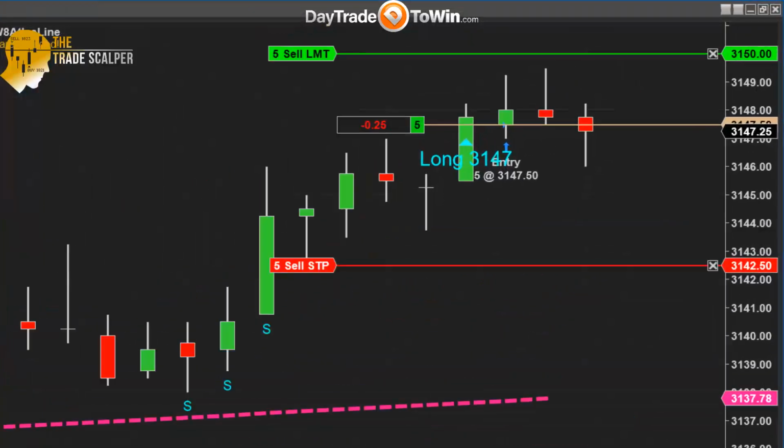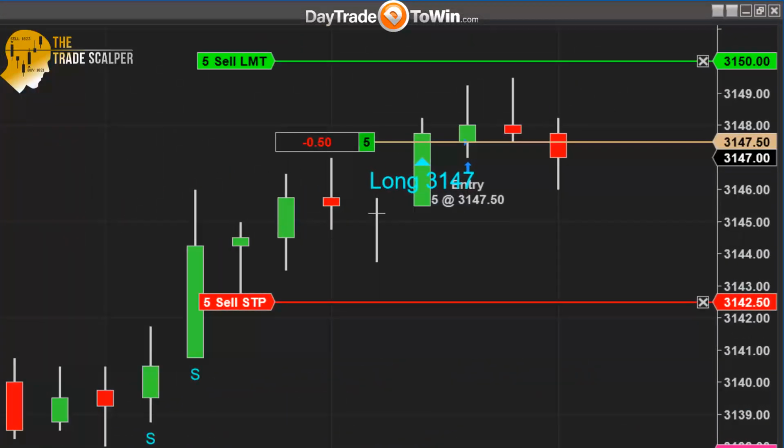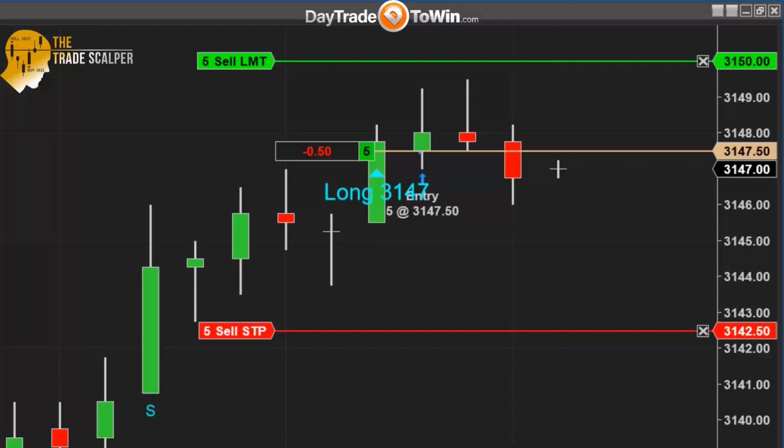But if there is an opportunity to re-enter long, it could be based on the Atlas line signal. It could be based on a Blueprint, which is another method taught at the mentorship. It could be based off another Trade Scalper signal. But you have to have a reason to re-enter long and not just double down on a trade if it's not going in your favor.